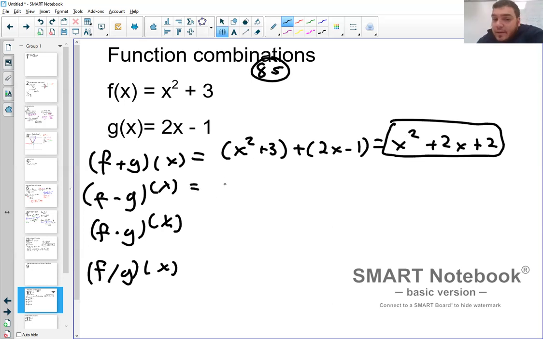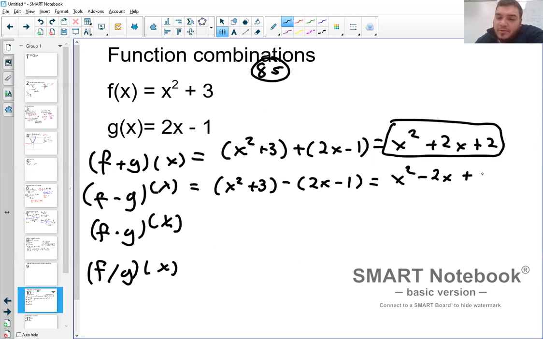If you're subtracting them, well, hello, you just subtract. x squared plus 3 minus 2x minus 1 equals x squared minus 2x, because there's nothing in front, so it's a negative 2x. And then 3 minus negative 1 is going to be plus 1, so 3 plus 1 is 4.